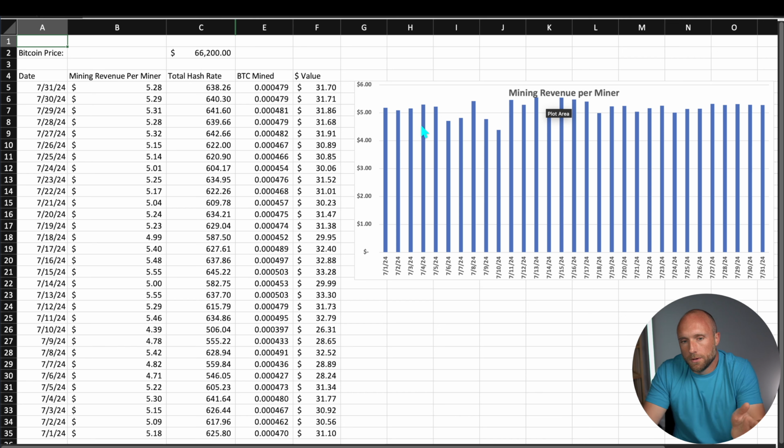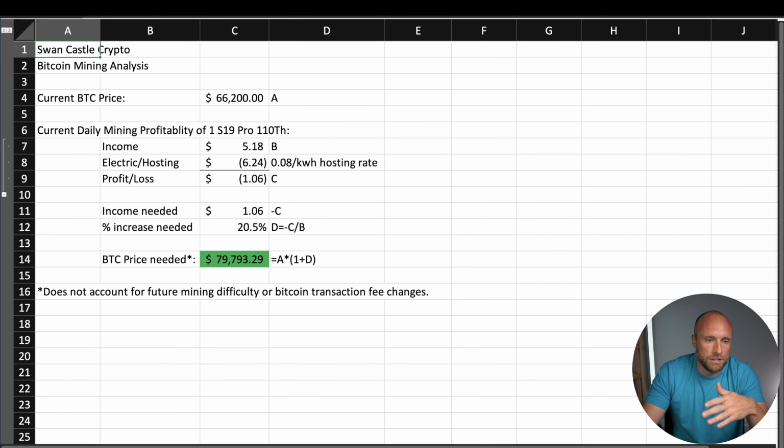You can see the profitability for each of them in terms of the revenue side is relatively consistent at this point, but unfortunately we still are underwater. I did another calculation of what price we would need for Bitcoin to be at for these things to become profitable again. Based on my calculation, we're looking at just under $80,000 Bitcoin price for these miners to be profitable for me. Now this also doesn't account for future mining difficulty and any transaction fee changes. So that number could obviously be way different, but we'll have to wait and see.